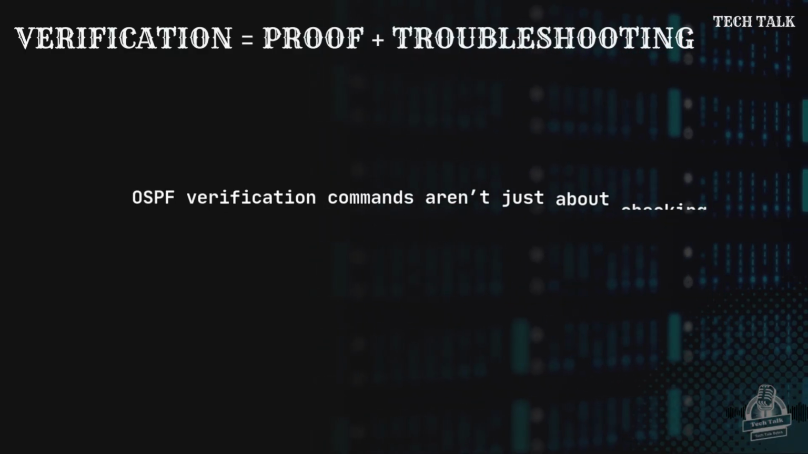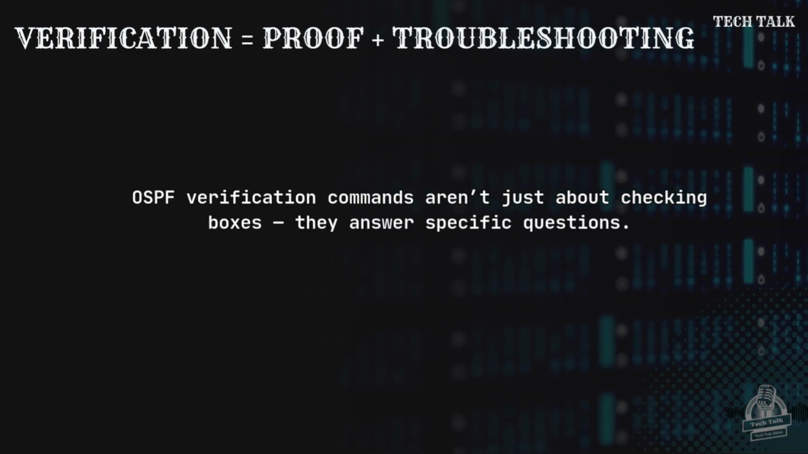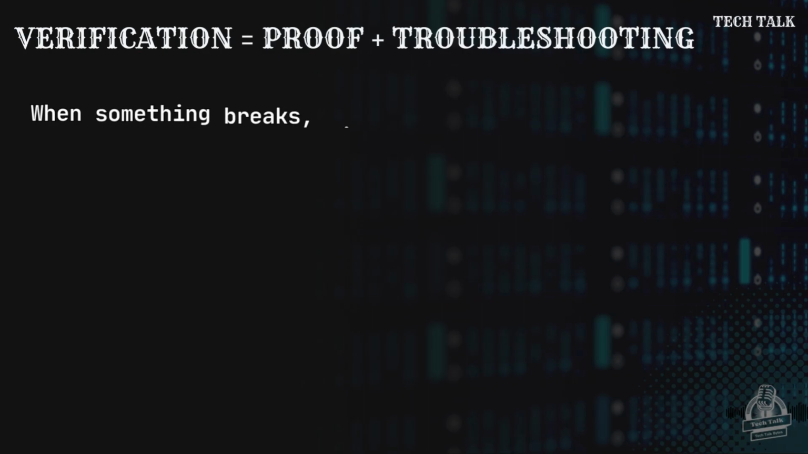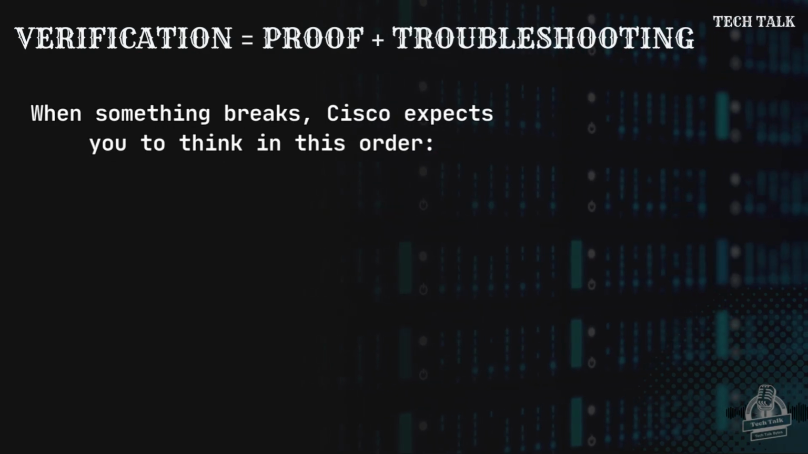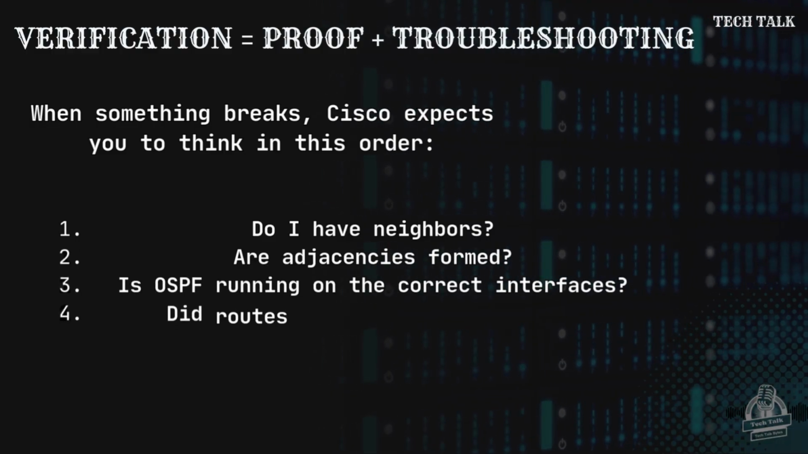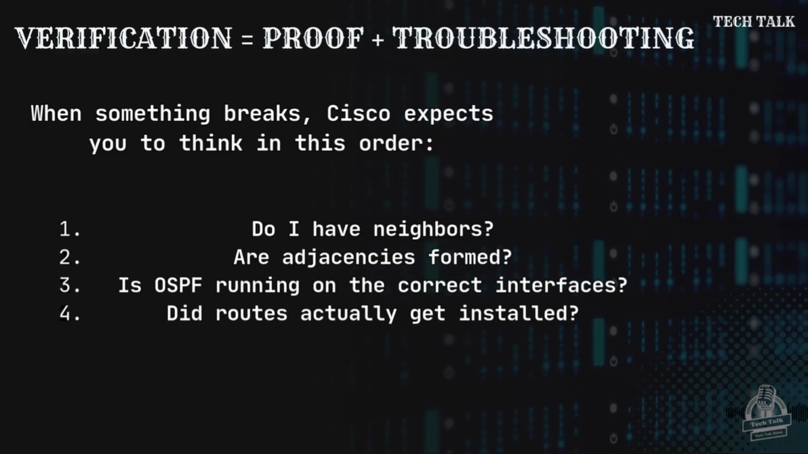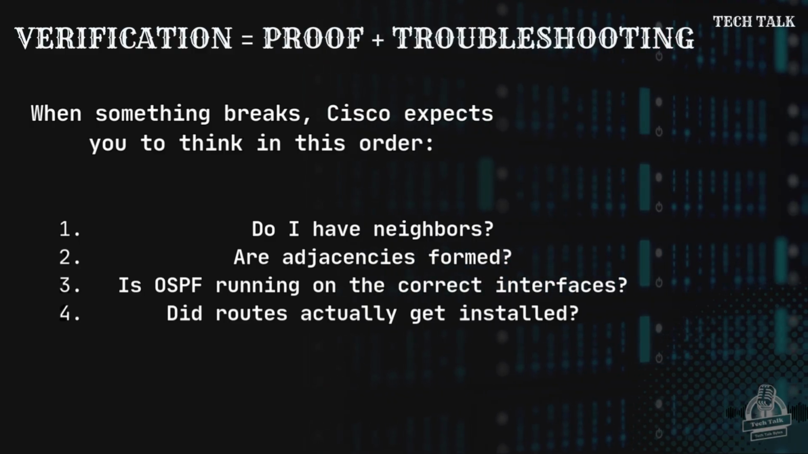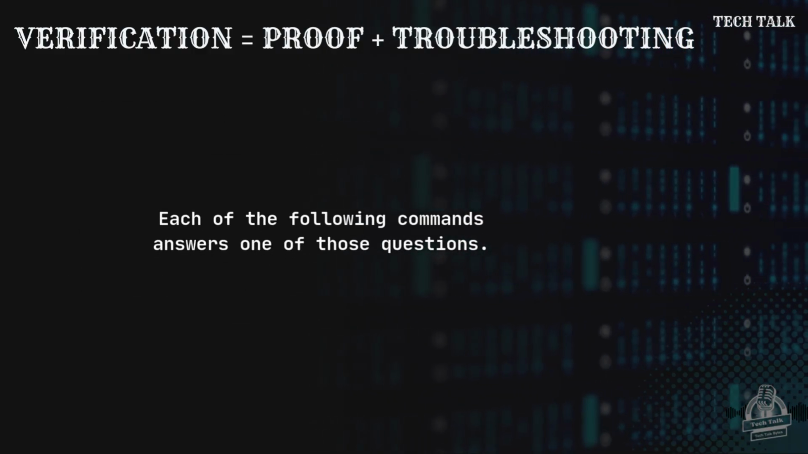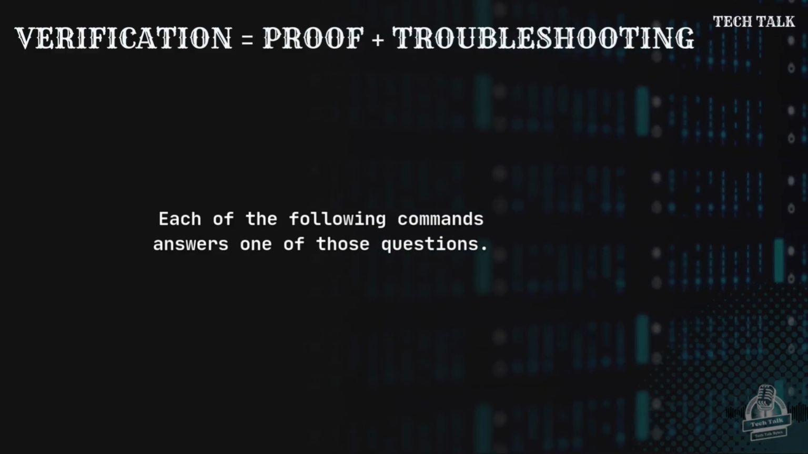OSPF verification commands aren't just about checking boxes. They answer specific questions. When something breaks, Cisco expects you to think in this order. Do I have neighbors? Are adjacencies formed? Is OSPF running on the correct interfaces? Did routes actually get installed? Each of the verification commands answers one of those questions.